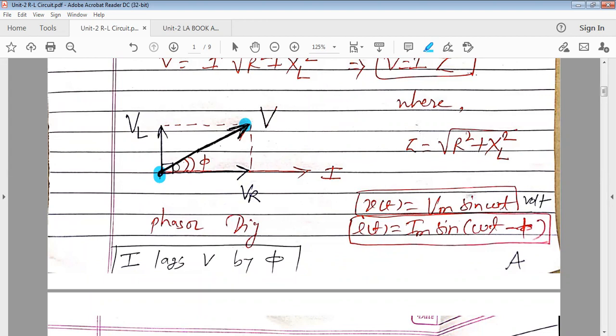Total voltage, isn't it? So this diagonal will be total voltage. Clear how to draw the phasor diagram? Take I as a reference because the same current is flowing through all the components. That's why we are taking current as a reference. Then VR will be in phase with it. VL leads I by 90 degrees. Then the resultant of VR and VL is V.